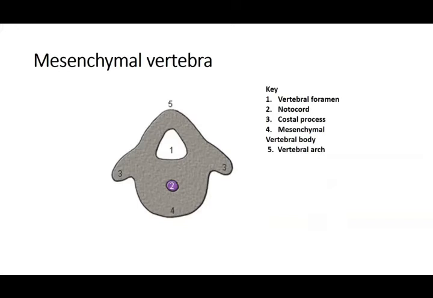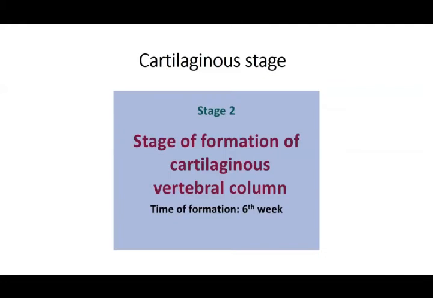Now we are going to go on to the cartilaginous stage. How the cartilaginous model is going to form when this mesenchymal model is converted at roughly 6 weeks into the cartilage.